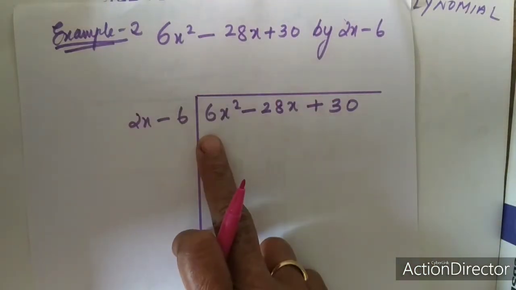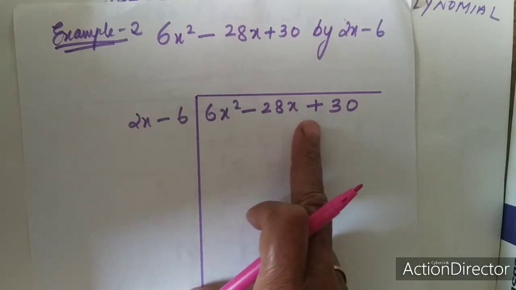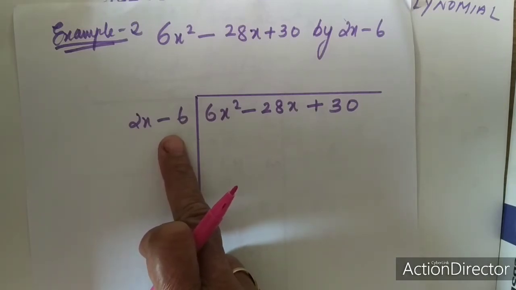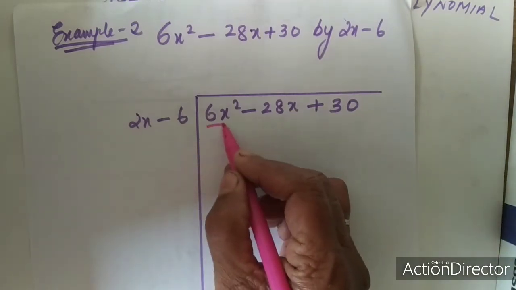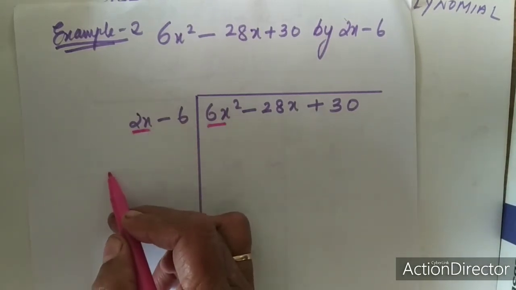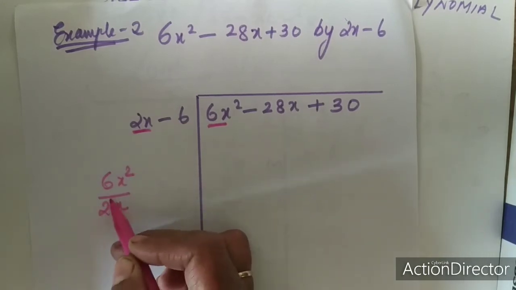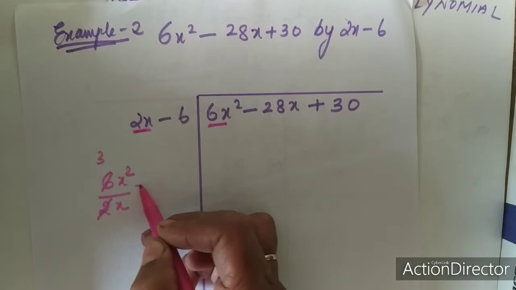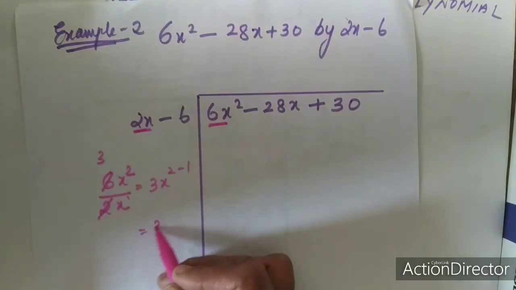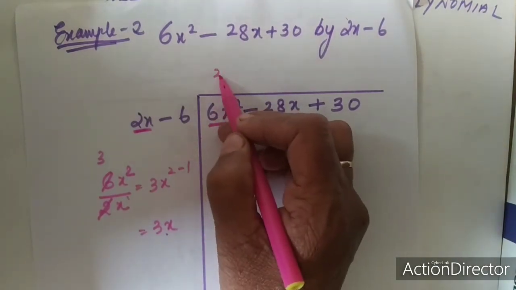Let us see the second example. 6x² − 28x + 30 is divided by 2x − 6. First step, underline the first term of the dividend and the first term of the divisor. Divide it over here: 6x² upon 2x. 2 and 6 you can cut it and write it as 3, and 3x^(2−1), so it is equal to 3x. So my first term in the quotient will be 3x.